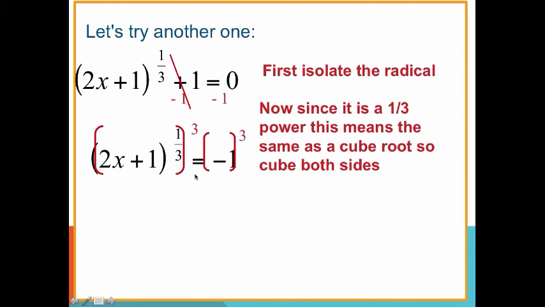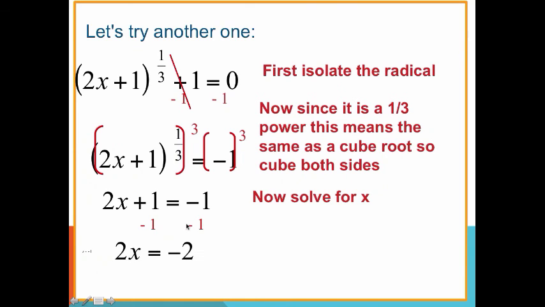If I cube the left-hand side, the radical will go away, and I am left with just 2x plus 1. If I cube negative 1, you should notice negative 1 times negative 1 is positive 1, but times another negative 1 is negative 1, so it stays negative 1. Now we're going to solve for x by subtracting 1 from both sides, getting negative 2 on the left. So then x equals negative 1.